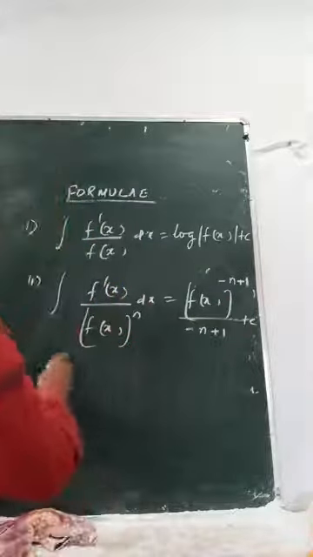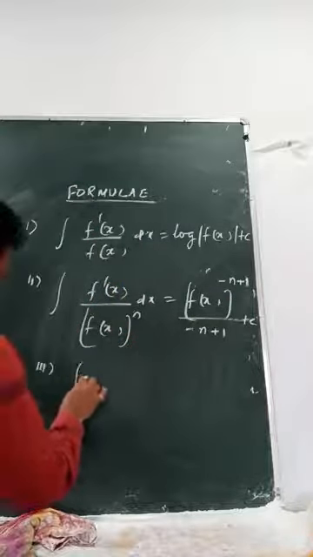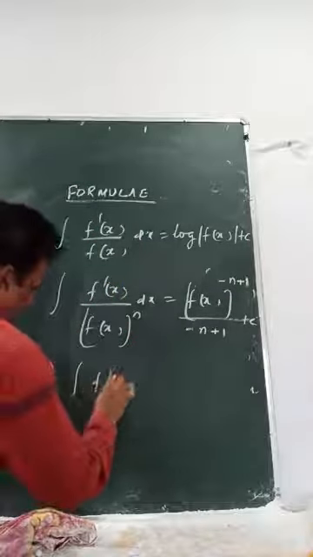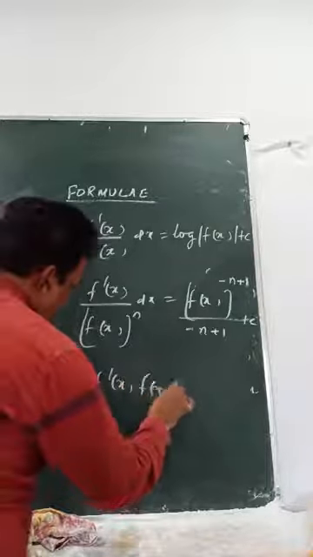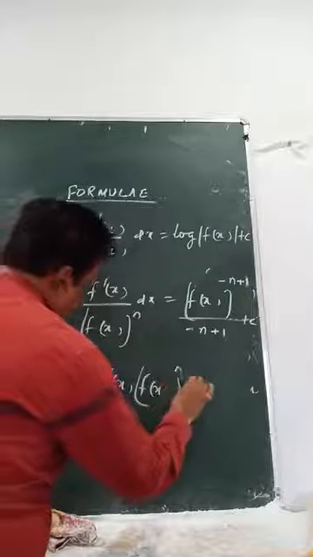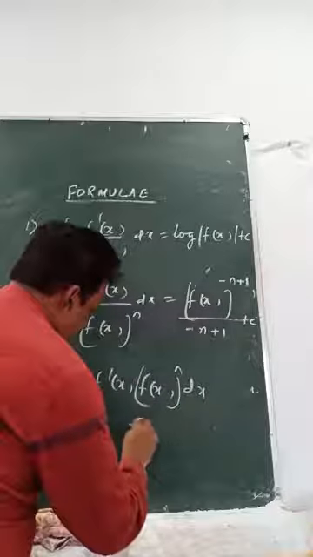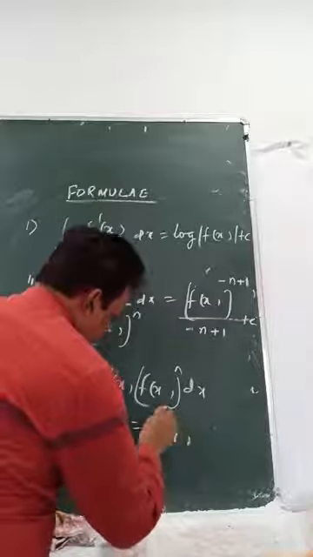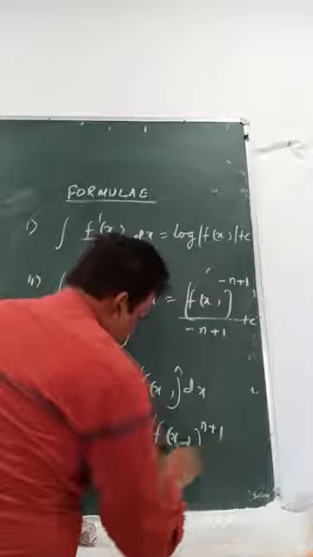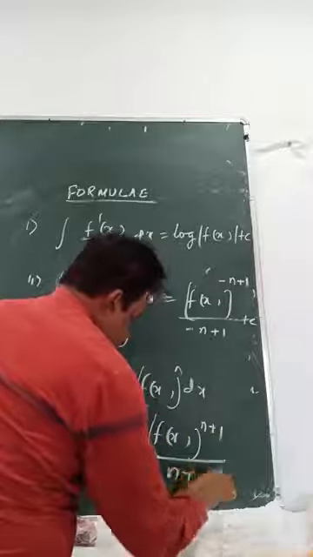The third one is f dash x times fx to the power n. This is a different pattern, look here. Then that will be fx to the power n plus 1 by n plus 1.